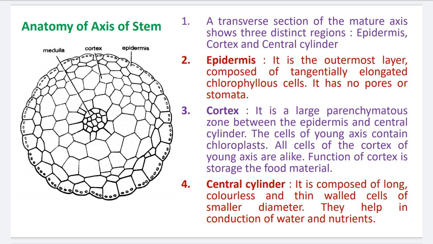These cells are tangentially elongated. You see in the diagram, the cells are tangentially elongated, and they are chlorophyllous. The epidermal cells have chloroplasts, so they are chlorophyllous. It has no pores or stomata.